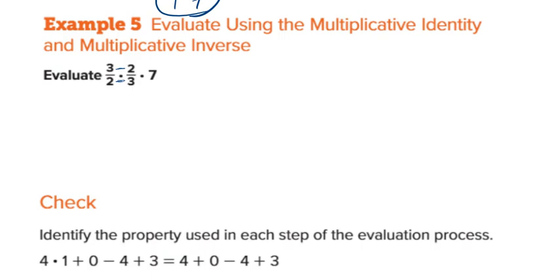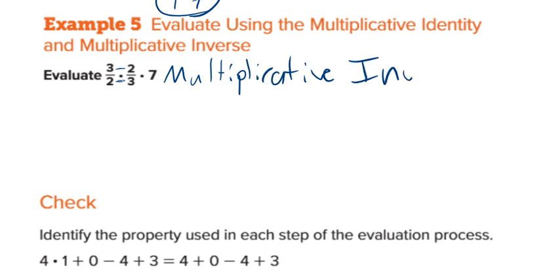So example 5 wants to use multiplication. So if I look at that first one, we have 3 over 2 times 2 over 3. So they took the fraction, they flipped it, which means they're using our multiplicative inverse.